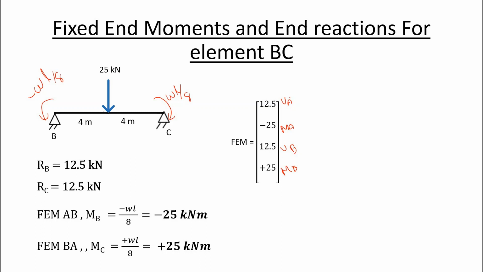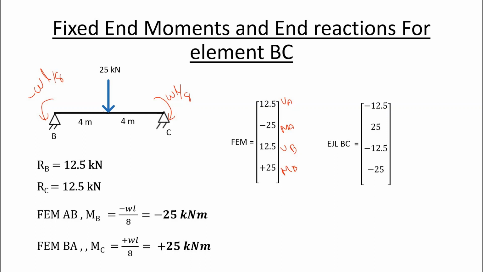If you have named it as 1 star, 2 star, 3 star, 4 star, no matter, you can keep it as 1 star, 2 star, 3 star, 4 star. But the sequence that you are taking should be maintained till the end of this analysis. Okay. So, we will obtain the equivalent joint load matrix also, just opposite sign of the values.